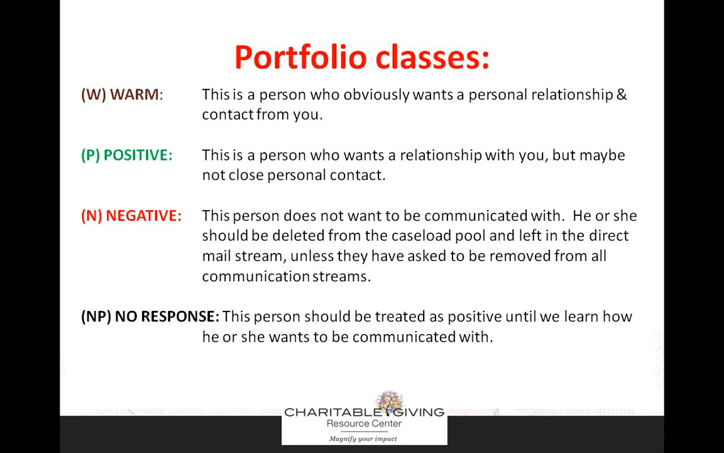Absolutely. You may have somebody who says, I don't want you to communicate with me. Yep, I've made a gift or I've done a planned gift, but that's where I want it to end. Let's just leave it there. Don't send me a lot of stuff. I'll decide if I want to contact you. Then pull them out of that caseload or that pipeline and make a note in that donor profile they don't want to be communicated with. Because if you continue to do that with direct mail pieces, you're going to irritate them.